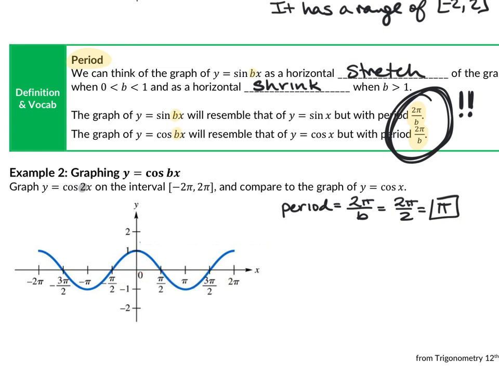So if I'm plotting some new points for cosine here, and I know it's blue already, so I'm going to use green, I would have a maximum appearing at 0. The next time I should have a maximum is at pi, which means the next time I have a maximum should be at 2 pi.